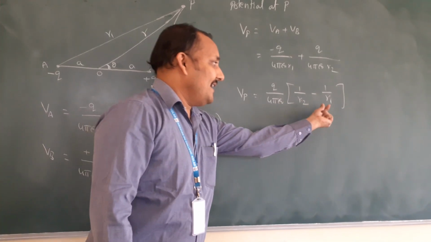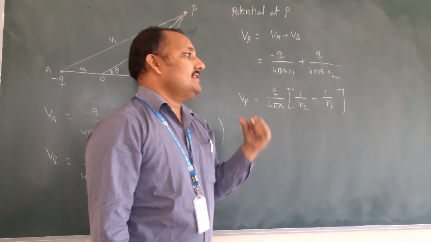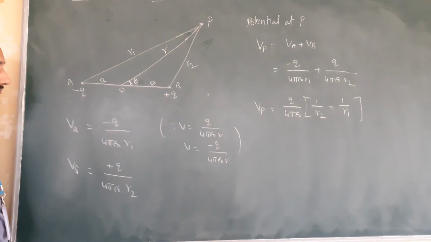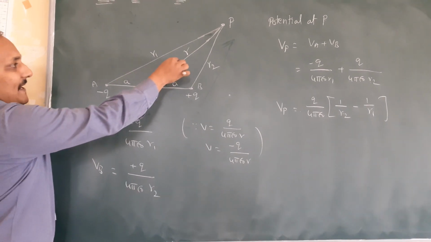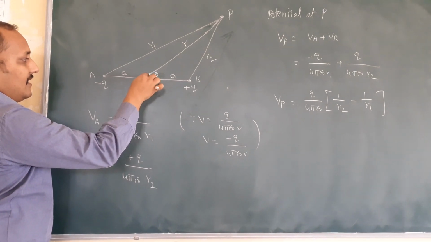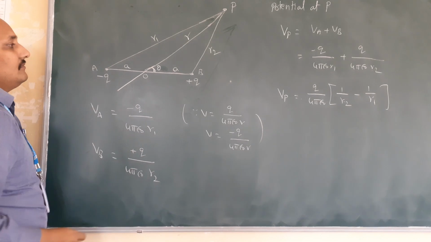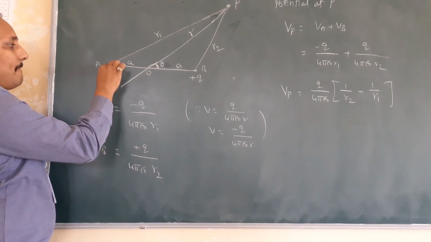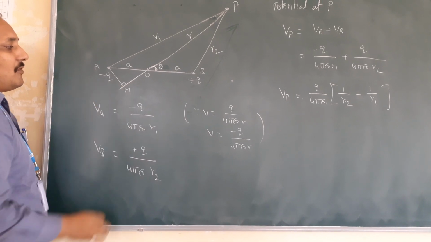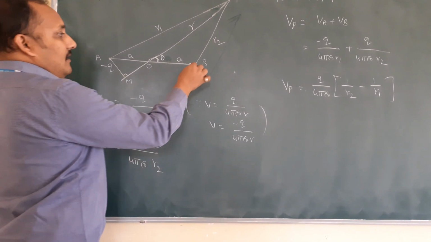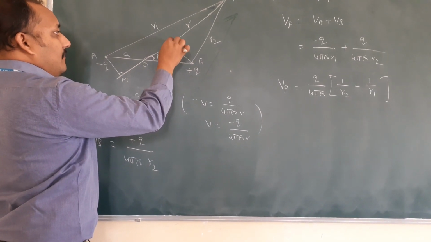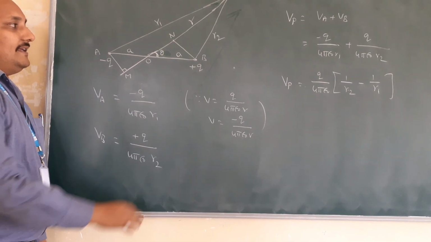Now we have to find what is r1 and what is r2. From this diagram, extend this r like this, and draw a normal. The normal makes this point M, and draw a normal, this is nothing but N.